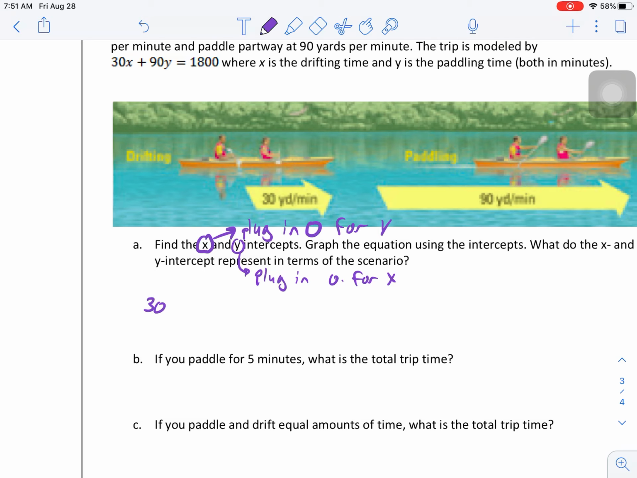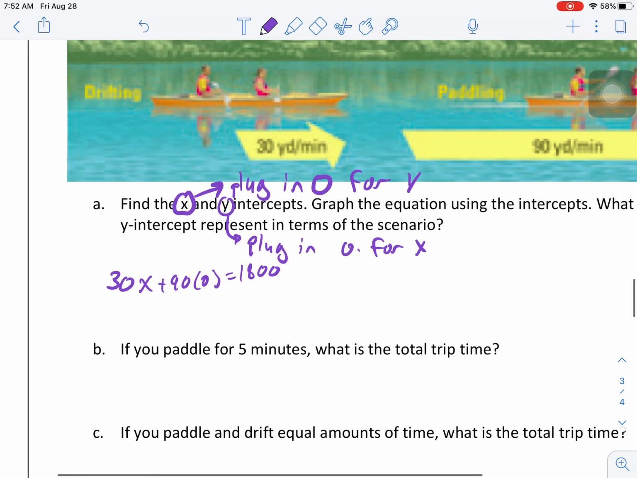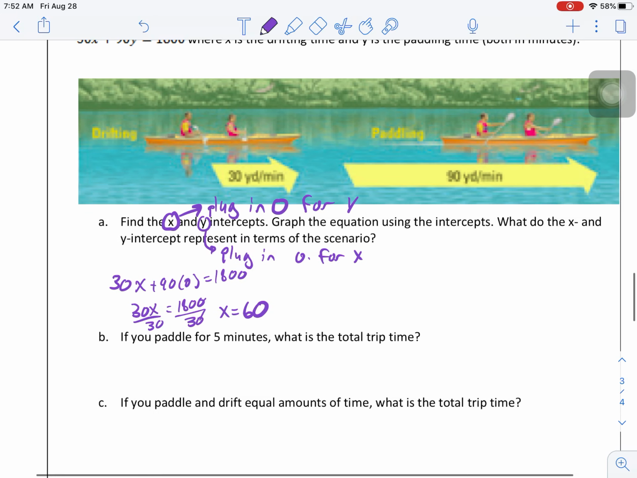So we have 30x plus 90 times 0 is equal to 1,800. So then that's going to give us 30x is equal to 1,800. So then we divide by 30. That's going to be 180 divided by 3. So x equals 60. This is our x-intercept.